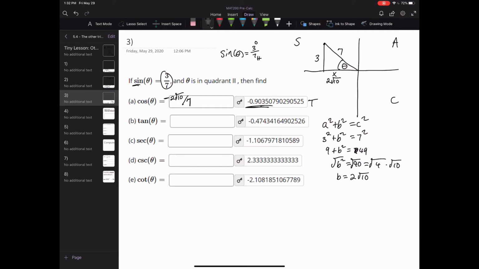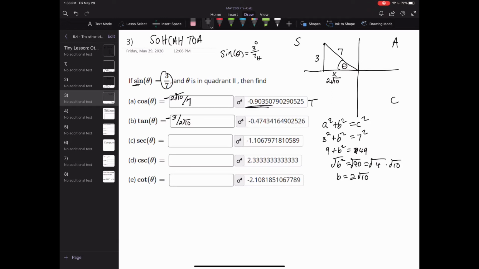So let's do that for the other one, tangent. So tangent is equal to, I'm going to write SOHCAHTOA right here. SOHCAHTOA. So tangent is opposite, which is 3, over adjacent, which is 2 radical 10. And it's negative in that quadrant.